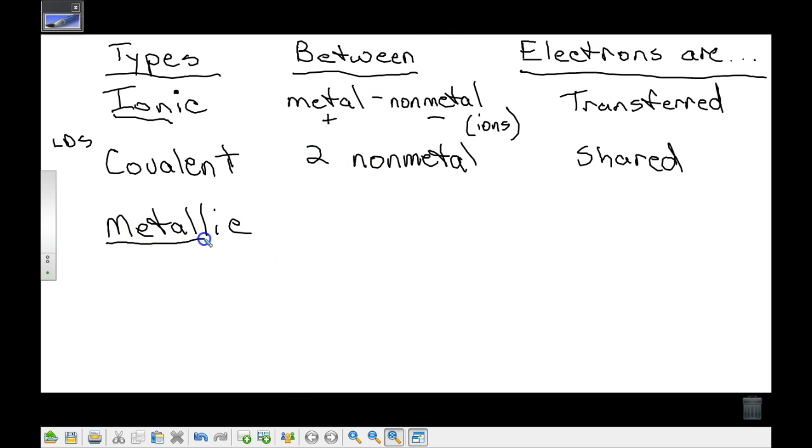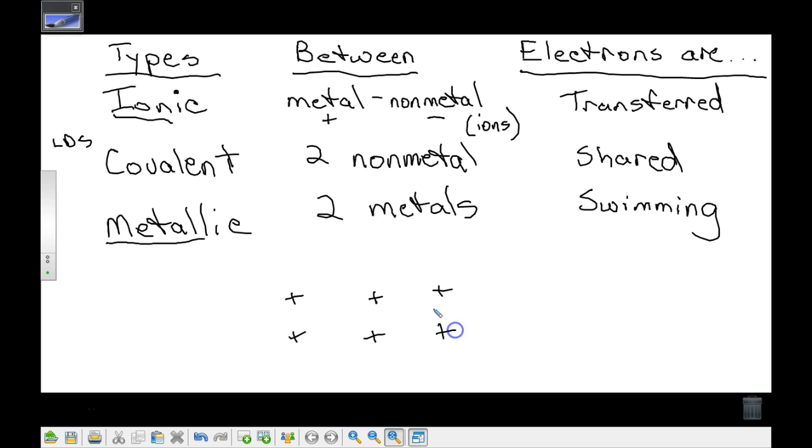Well, I hope you can see what a metallic bond is between. It is between two metals. And what electrons do here is electrons are swimming around. They are not actually bound to any one element or atom. So you may have several nuclei, but those nuclei can belong to any metal.